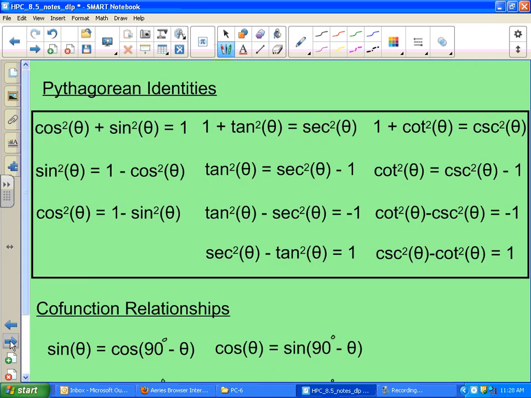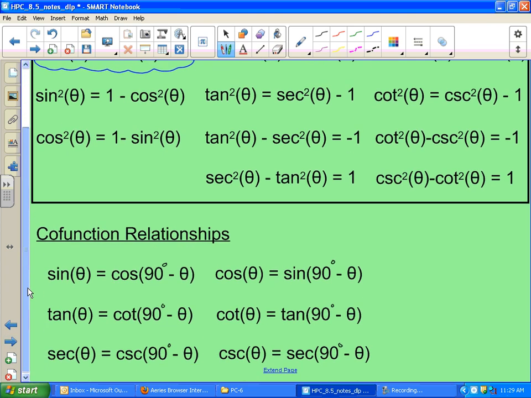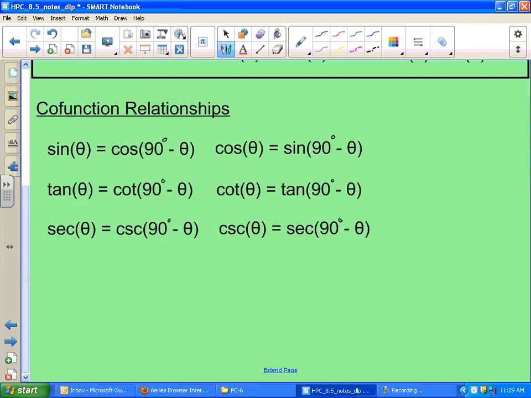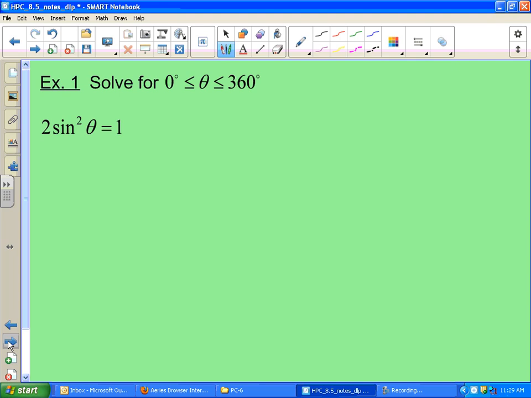Then we looked at our Pythagorean identities, and we said if you really just commit to memory cosine squared plus sine squared equals 1, you can develop all of the other ones from this. And then cofunction relationships, remembering that the sine of a 30-degree angle is the same as a cosine of a 90 minus 30, or a cosine of a 60-degree angle. And from these, we head off into doing some solving.